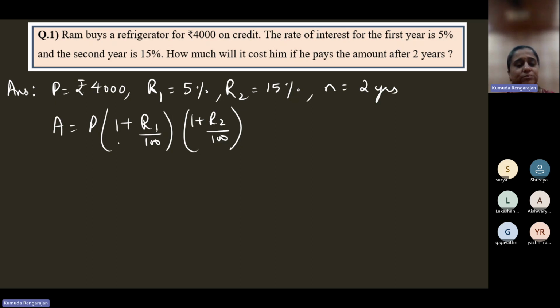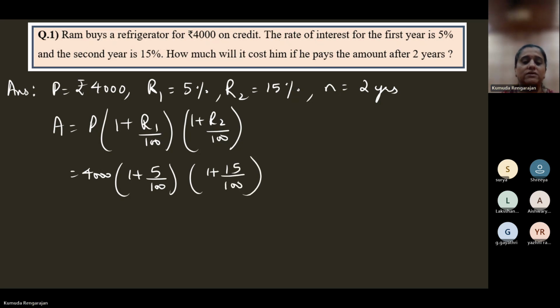Amount, when you have different rates of interest, is equal to P into (1 plus R1 by 100) into (1 plus R2 by 100). So that is 4,000 into (1 plus 5 by 100) into (1 plus 15 by 100). You need to work this out and find the money he has to pay after 2 years. Take a screenshot, children. Please take a screenshot. This is an assignment.